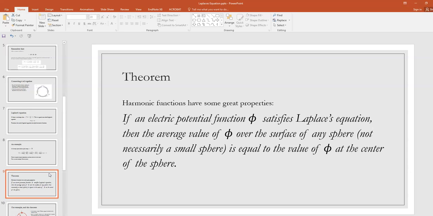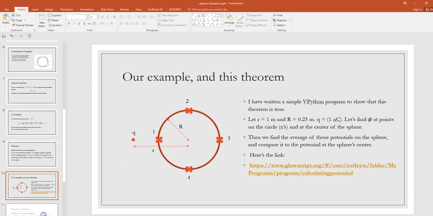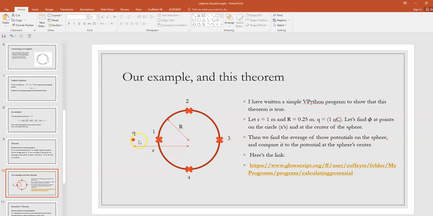So if an electric potential function phi satisfies Laplace's equation, then the average value of phi over the surface of that sphere is equal to the value of phi at the center of the sphere. All right. So let's go back to our example of kq over r for a point charge. Now, what I've done to show that this theorem is true is I've written a little VPython program. But let me outline what that VPython program does before I run it and show it to you, okay?